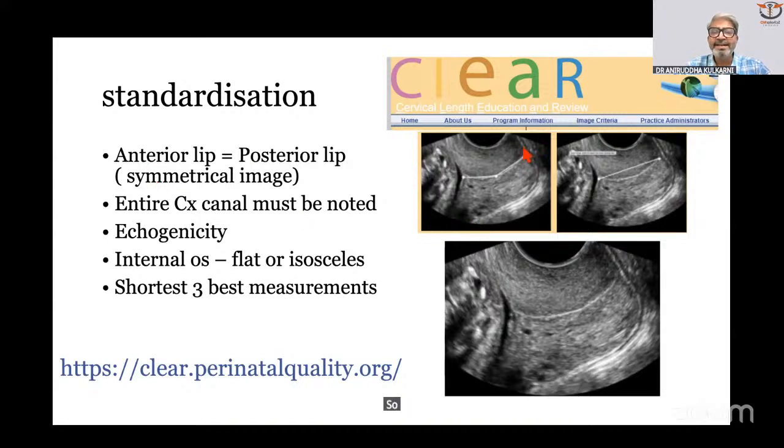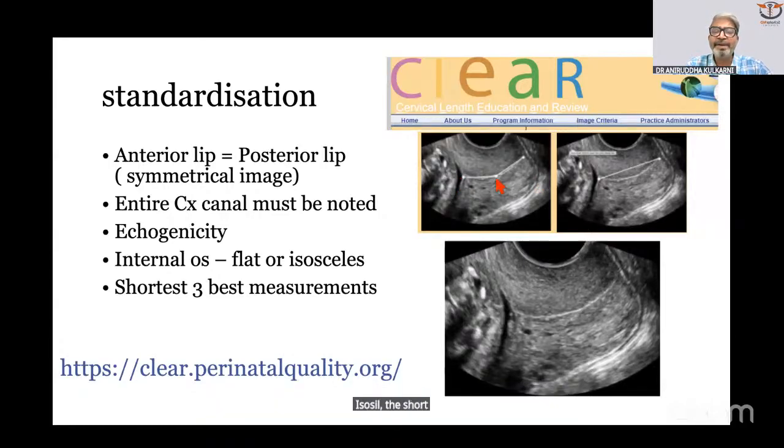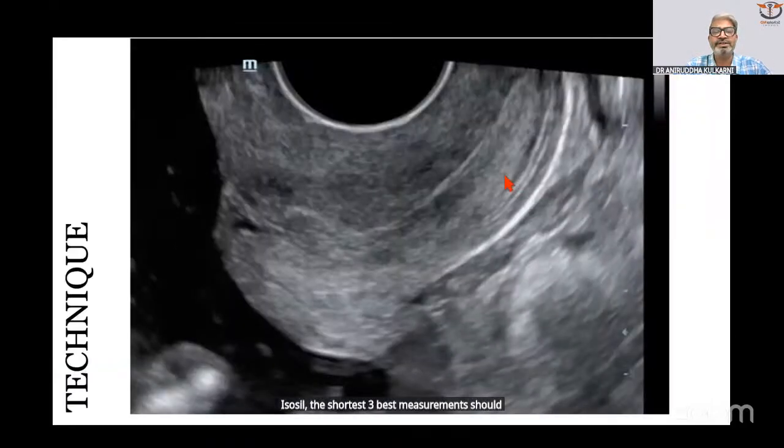The anterior lip of the cervix should be equal to the posterior lip. The entire cervical canal should be visualized. The internal os should be flat or closed. The shortest three measurements should be taken into consideration.